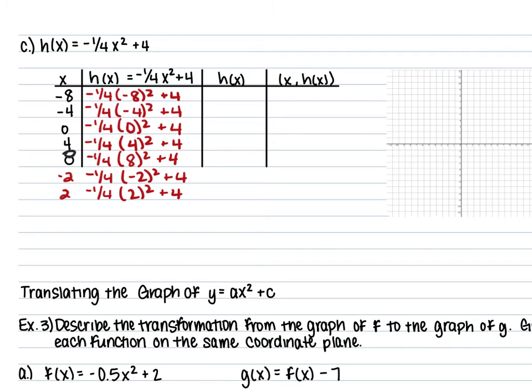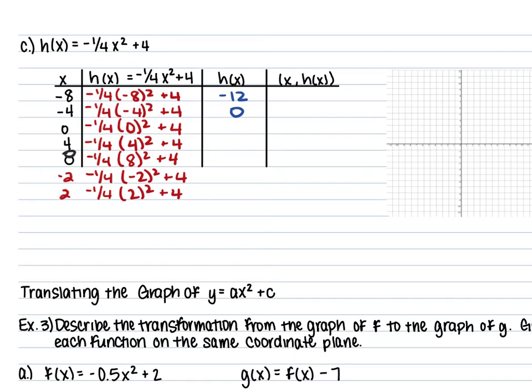That negative 8 squared is 64. 64 divided by negative 4 is negative 16. Negative 16 plus 4 is negative 12. The negative 1/4 times 4, negative 4 squared is 16 divided by negative 4, which is negative 4, plus 4 is 0.